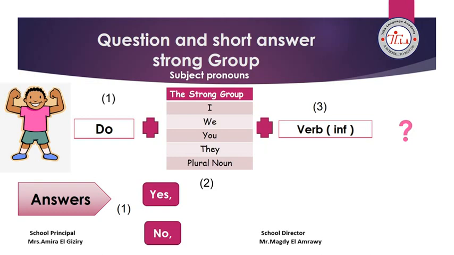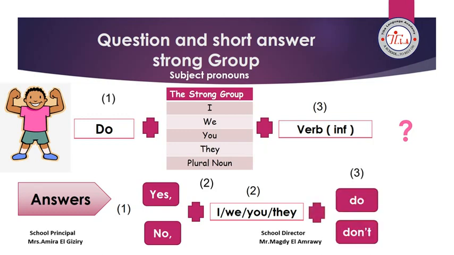After yes or no, put comma. Number two, you have to choose one from the strong group, one from the subject pronouns from the strong group, like I, we, you, and they. And then, number three, when your answer is yes, use do. But if you choose no, use don't.